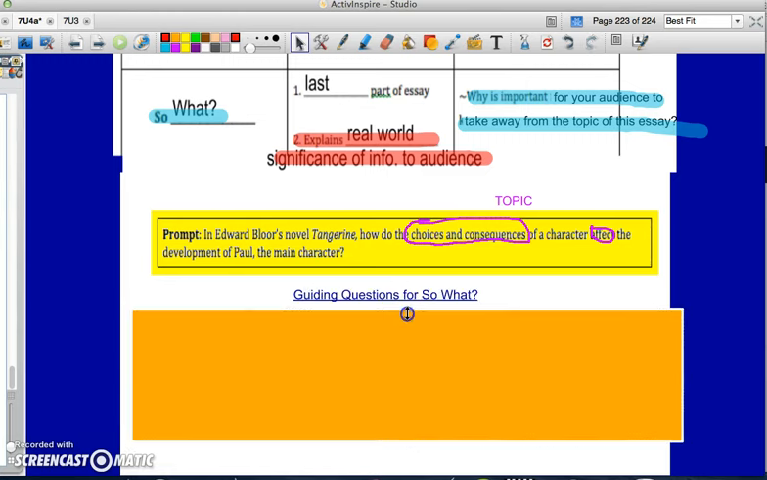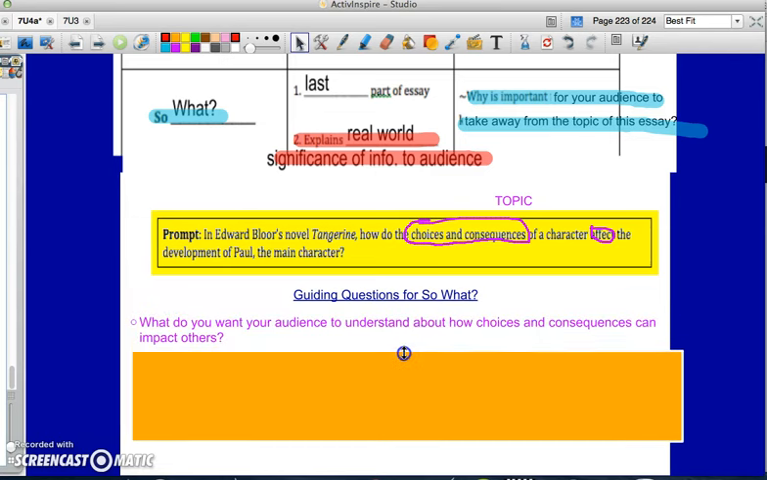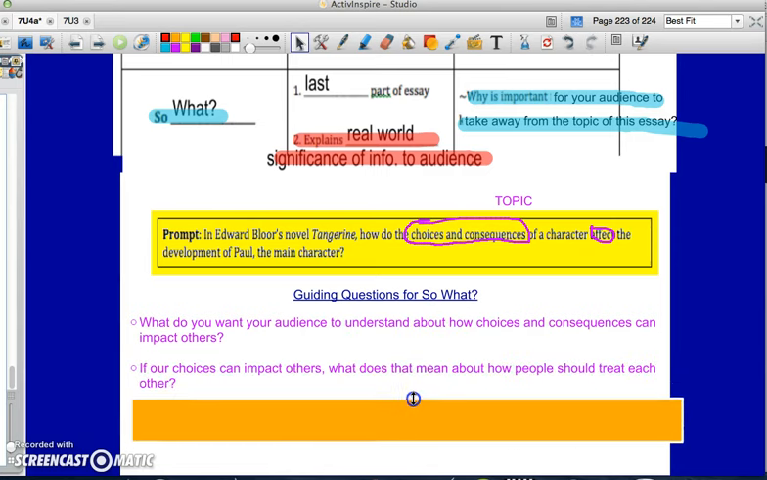So some guiding questions for the so what. First, what do you want your audience to understand about how choices and consequences can impact others? So again, this is not in relation to the story. This is now thinking of the real world significance to your audience. What do you want people to know about how choices can impact each other? Another question. If our choices can impact others, what does that mean about how people should treat each other?